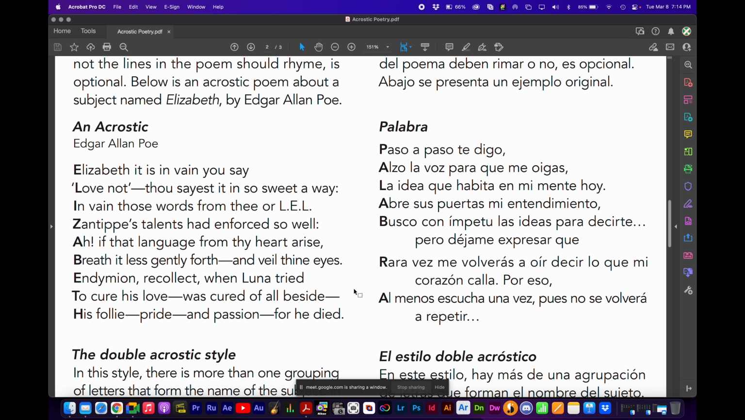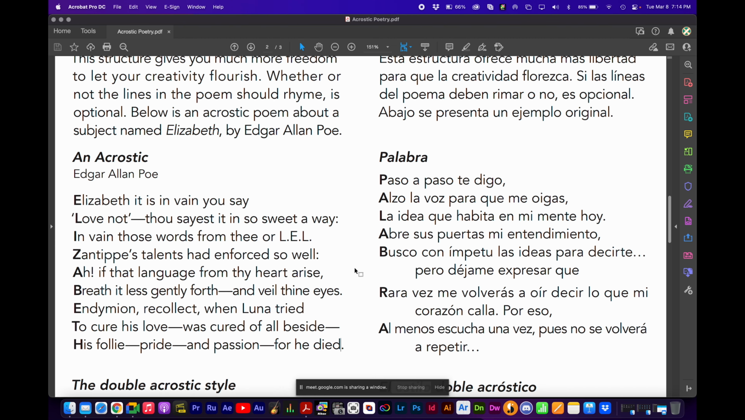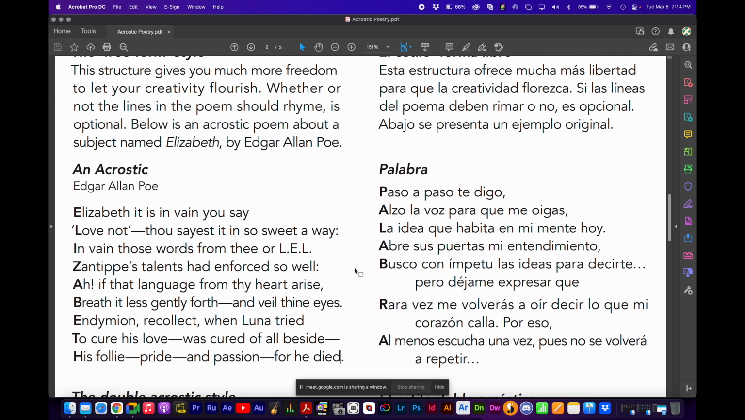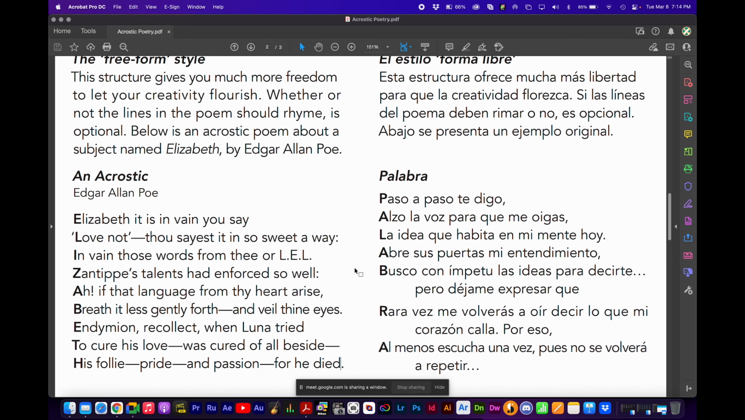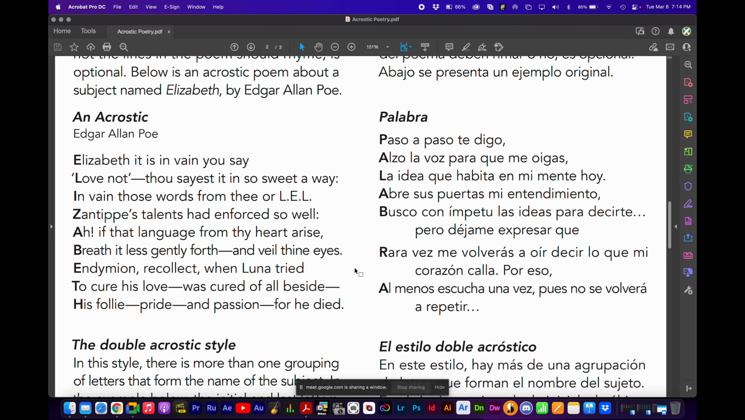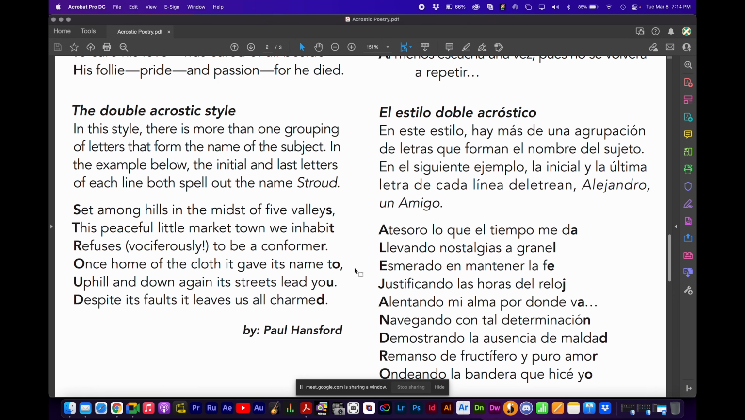This is the cool thing about freestyle. You can do basically whatever you want in it. And Edgar Allan Poe just decided to show off. But just to be clear, it's not required for it to be an acrostic, that's optional. But we're going to move on to the next style, which is the double acrostic style.